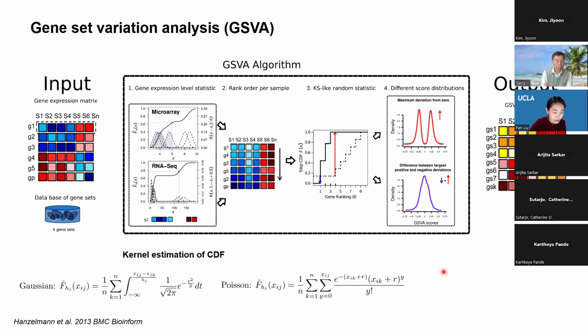And to do this estimation, from a statistical perspective, we usually do a kernel estimation of the cumulative distribution function, the CDF. This estimate will give the relative expression level of gene i within sample j. If the data is continuous, like microarray data, then we will use a Gaussian kernel. If it is discrete, like count data in RNA sequencing, then we will use a Poisson kernel.